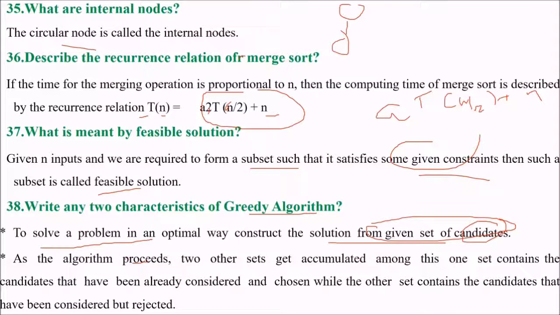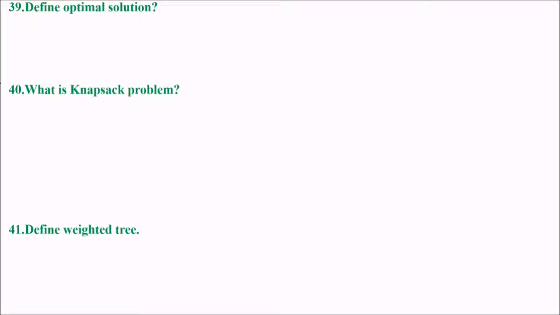Then as the algorithm proceeds, two other sets get accumulated. One set contains the candidates that have already been considered and chosen, while the other set contains the candidates that have been considered and rejected. So you start with one set, then you will have two sets.